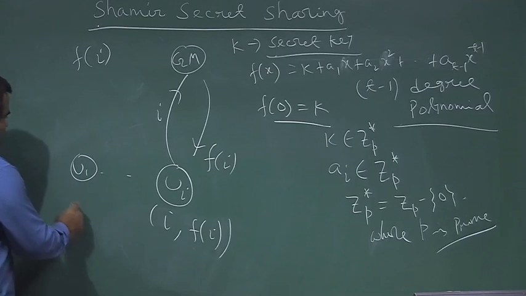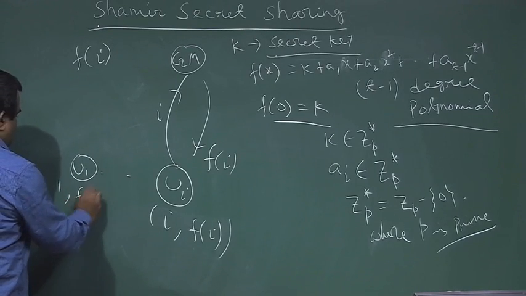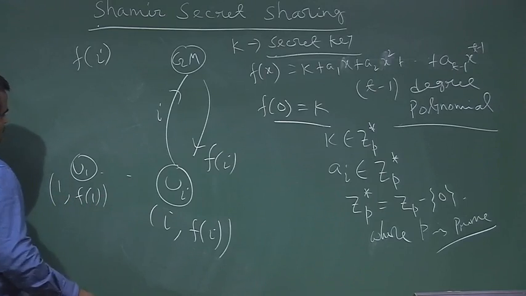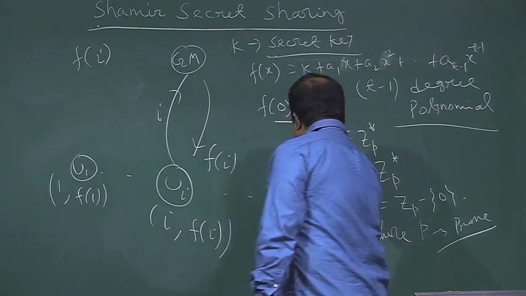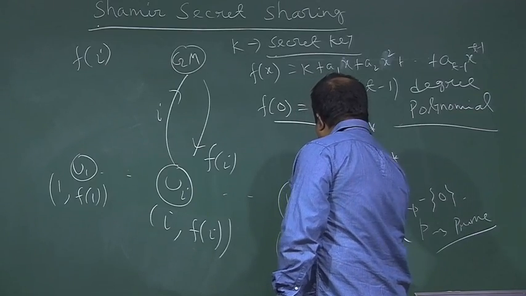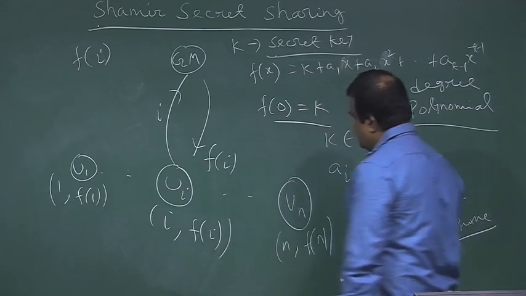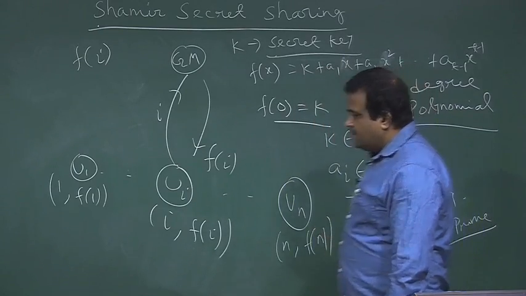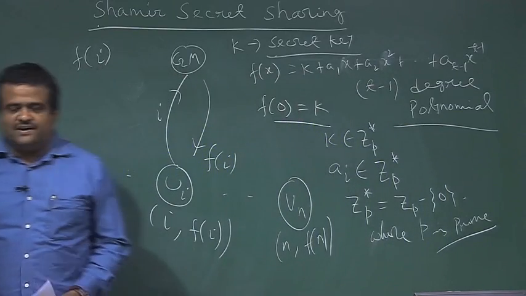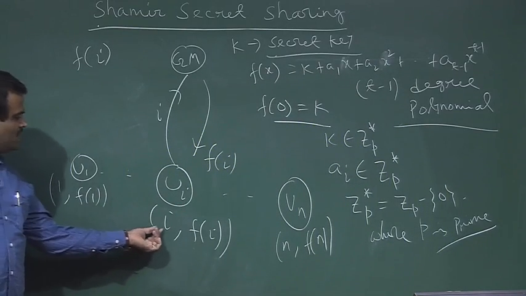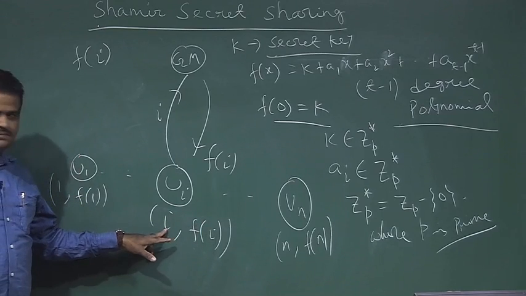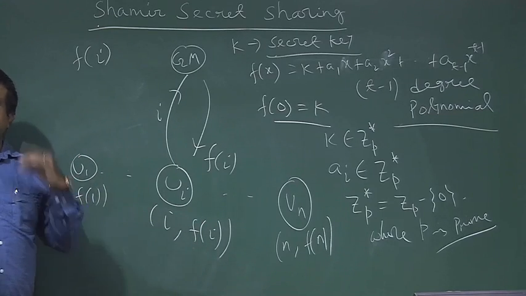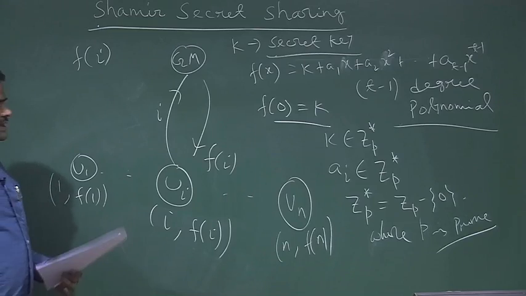So, everybody has this. This is f(1) for user 1, f(2) for user 2. Similarly, user n has f(n). So, this is their share. Their share is basically a point and the value of the polynomial at that point, and that point is basically their ID, or they could choose any point of their own.